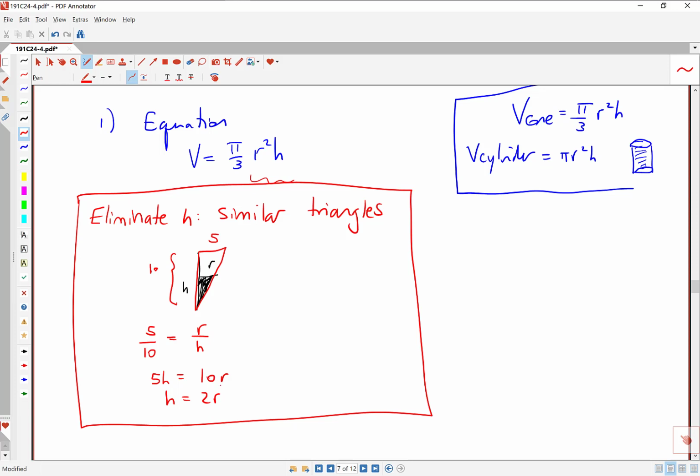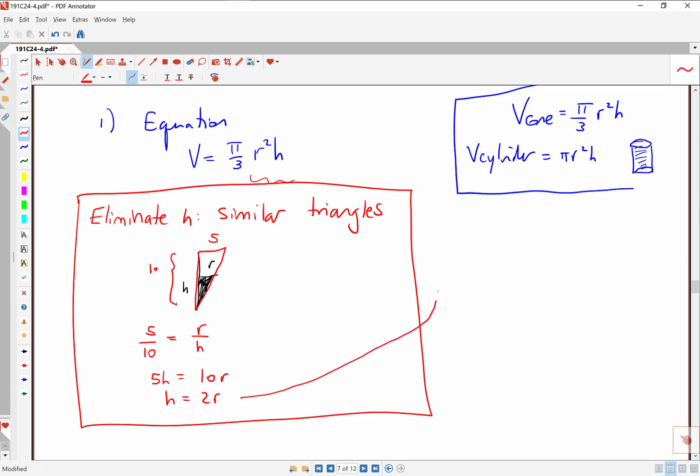Now in a different problem, you might have a different relationship between h and r, right? In a different problem, if the container had a different shape, it could be like h equals 3r throughout the problem, or h equals 4r throughout the problem. But for this particular container of sand, it's going to be h equals 2r throughout this entire problem.